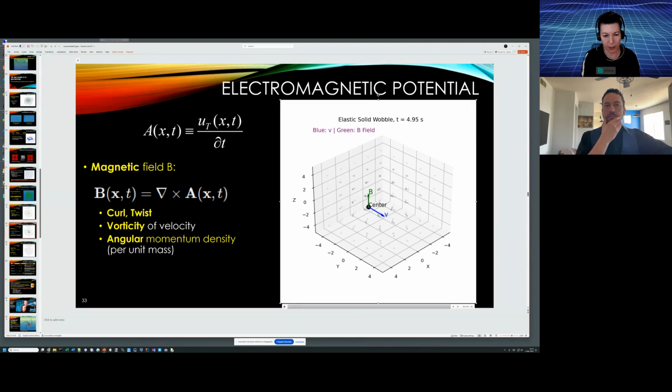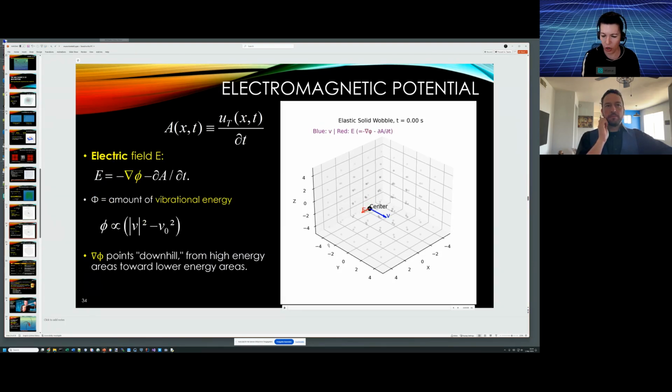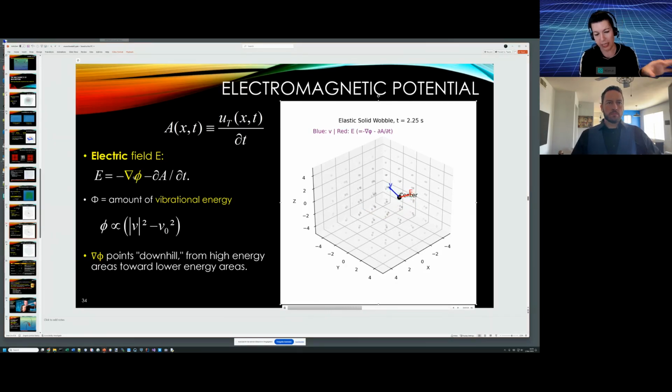So then what's E? That was actually a little harder, because the electric field has two parts, and most people in mainstream, I think, ignore this first term here. It's composed of a scalar field, and it's also related to acceleration. Since A is velocity, this would be acceleration. And this one is related to the amount of vibrational energy.